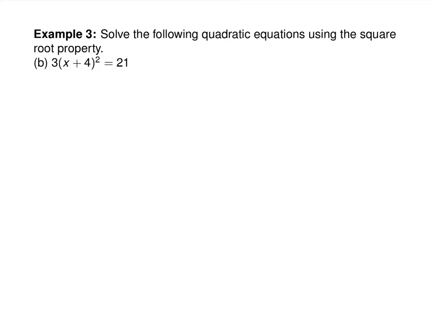Okay. How about this one? How would you start? Divide by 3. Does everyone see that 3 out in front? So you'd get x plus 4, sorry, squared equals 7. Okay, great. Now square root both sides. What does square rooting do to the squared? Just away. Bye-bye. X plus 4 equals plus or minus root 7. Subtract 4. So negative 4 plus or minus root 7.